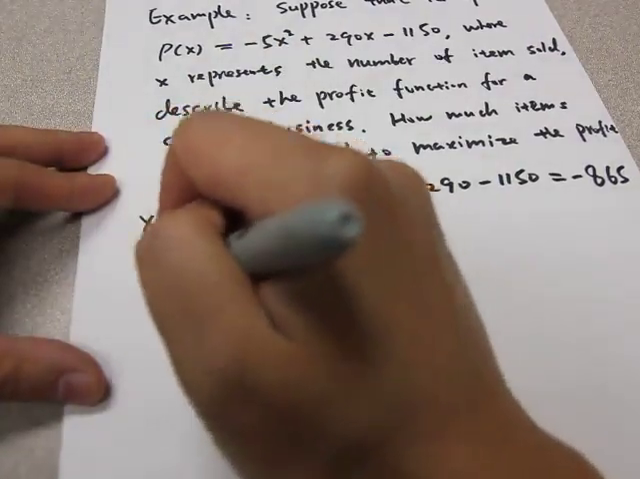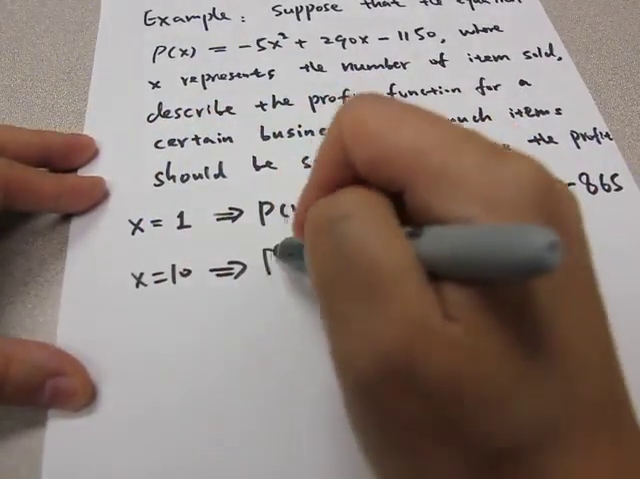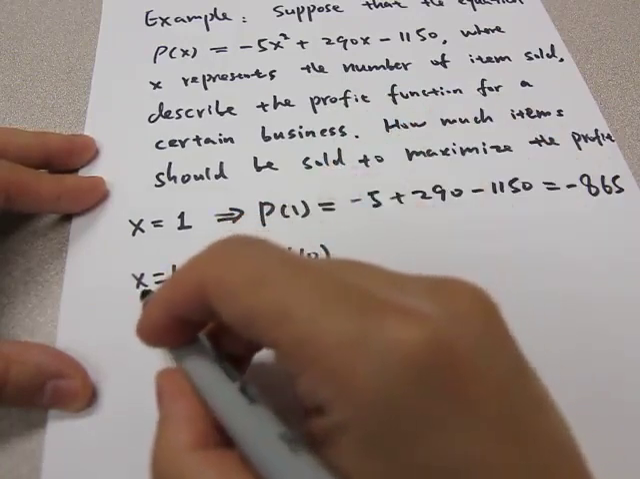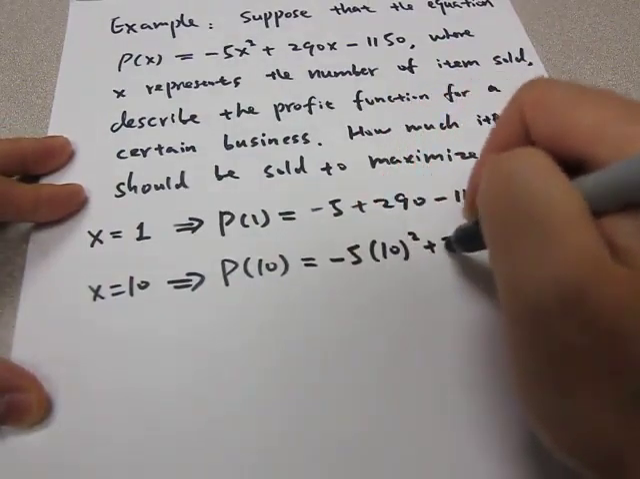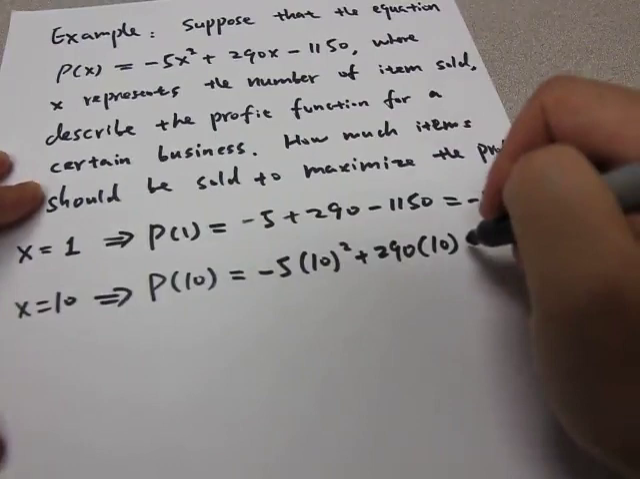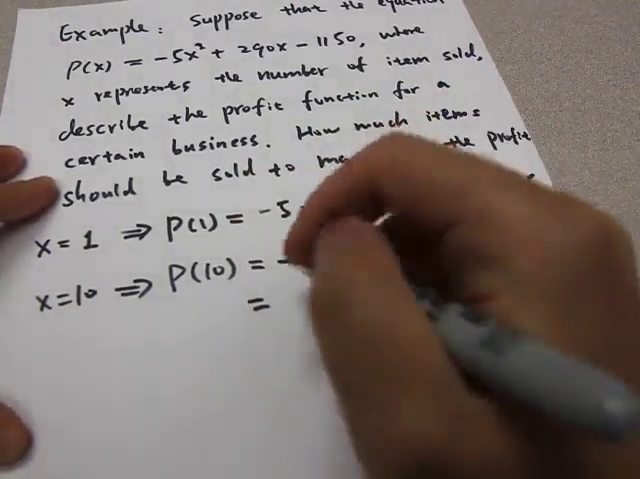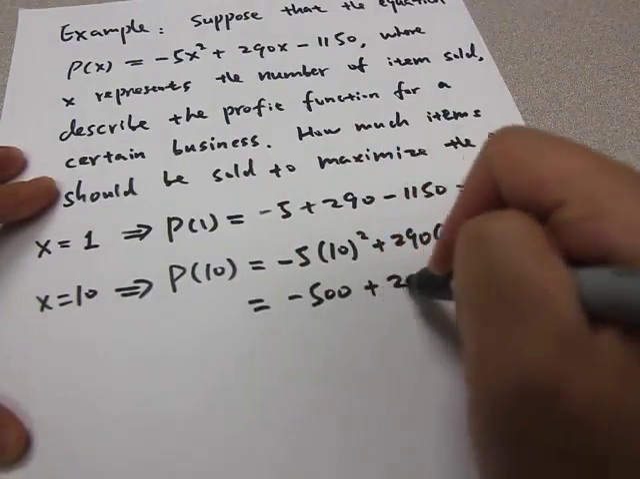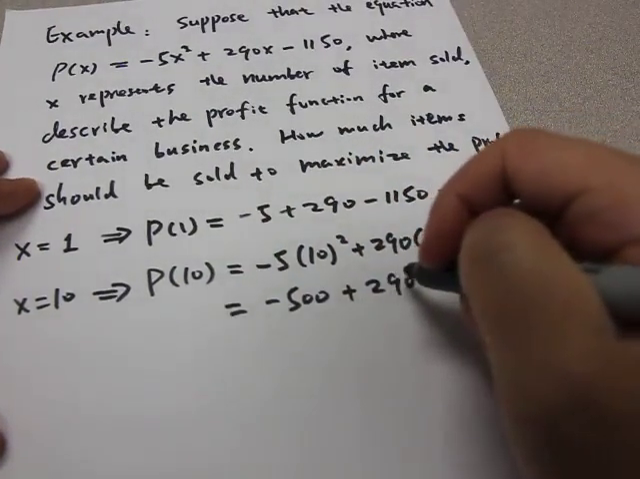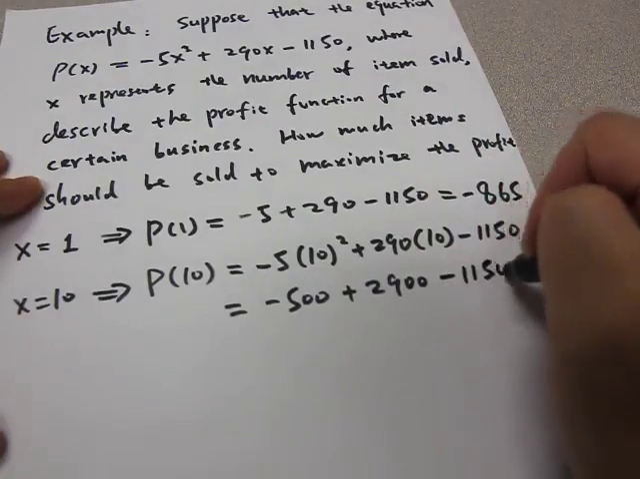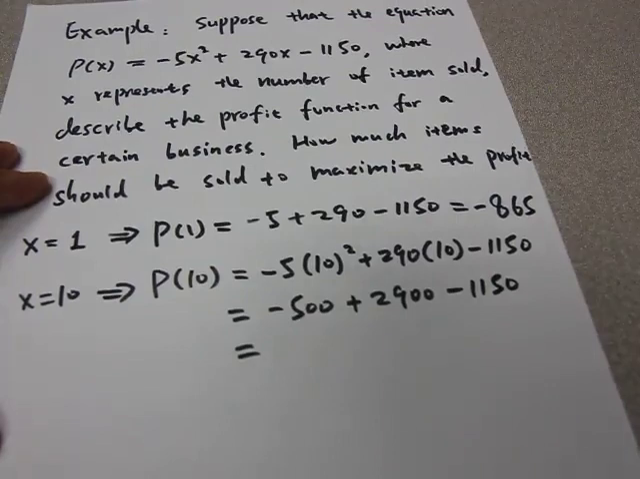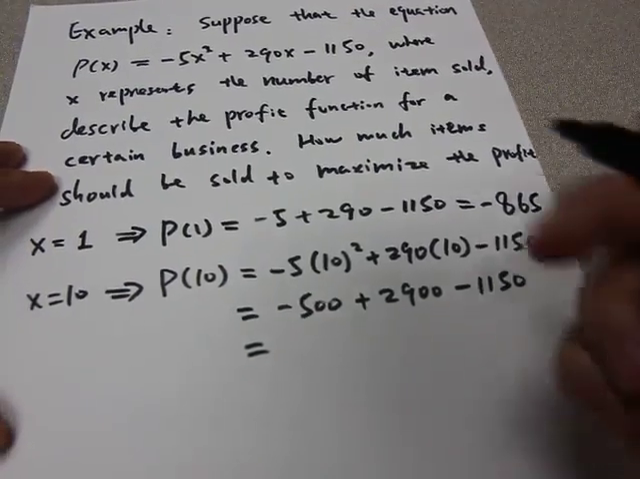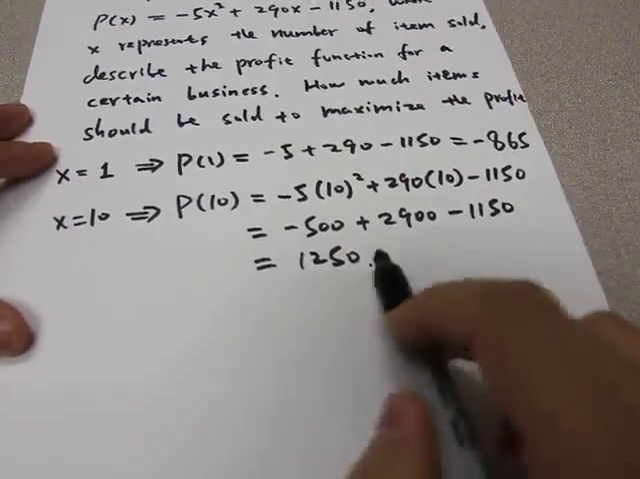And if you try another number, x equals 10, you will find the profit at this x. That is negative 5 times 10 squared plus 290 times 10 minus 1150. So you will get negative 500 plus 2900 minus 1150. You get this number, and this is the profit.